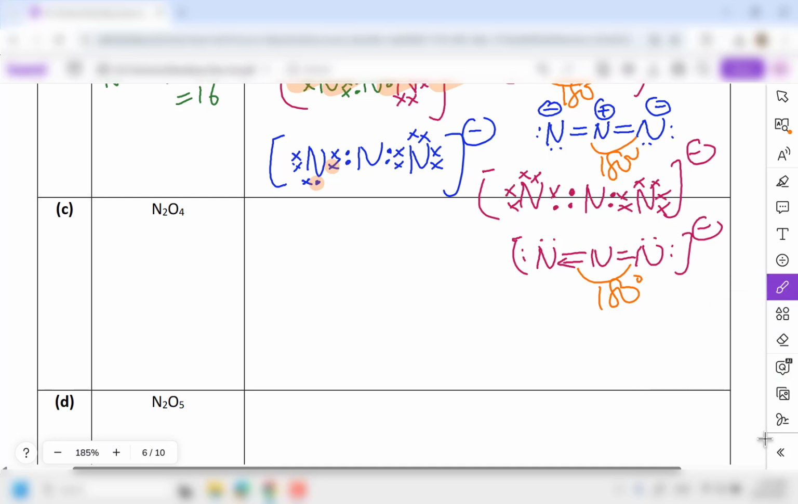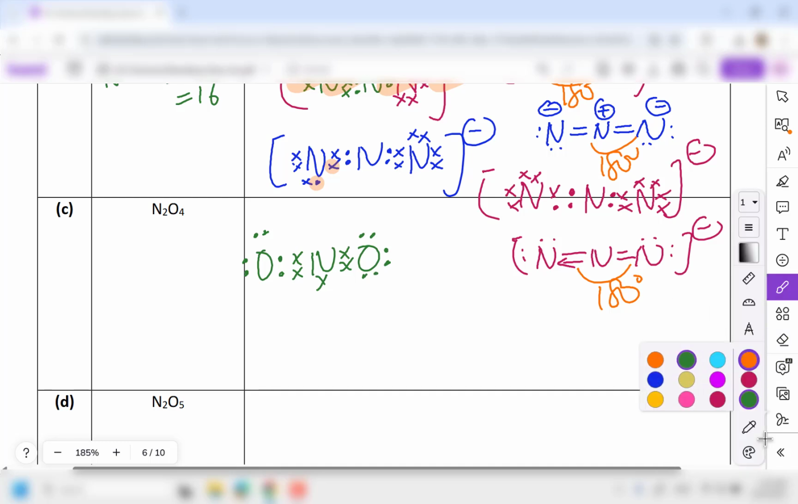N2O4 is best approached with symmetry in mind. That means 2 times NO2. So if you try to draw the dot and cross for NO2, most of you might know by now that you can't have 2 double bonds. So the nitrogen in the middle, no choice, will have a single electron, and then there will be a dative covalent bond towards the oxygen on the right hand side.